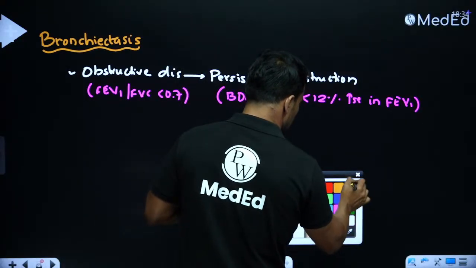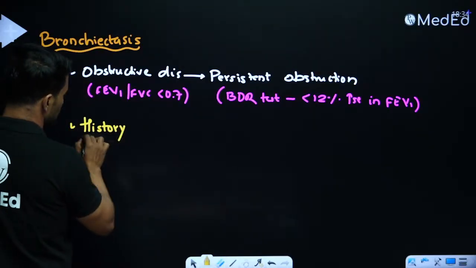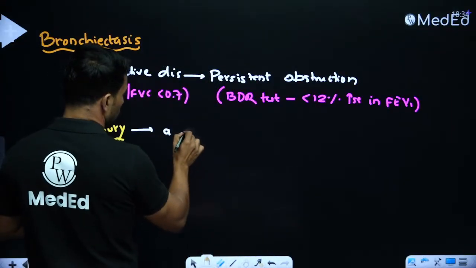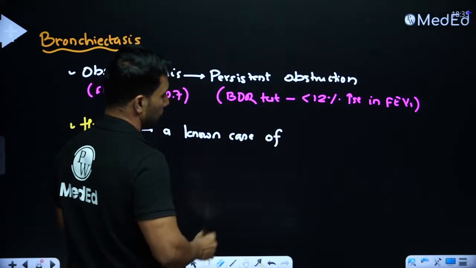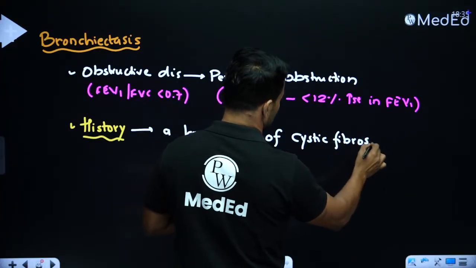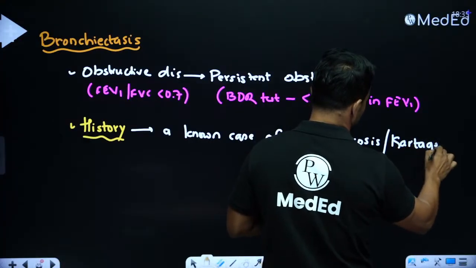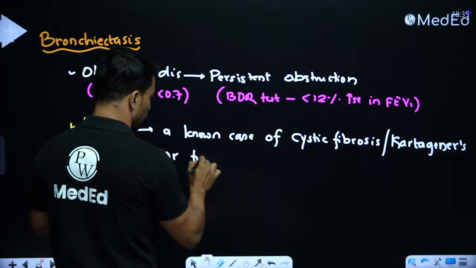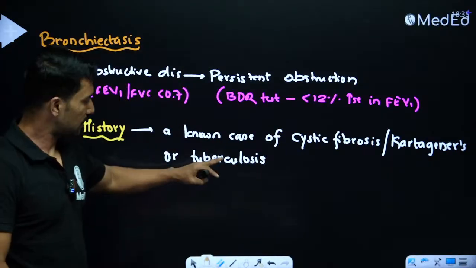But where do things change? The things change when it comes to history. So if the question is talking about, in the history, a known case of, let us say, cystic fibrosis, where bronchiectasis is known to occur, or Kartagener syndrome, or any other ciliopathies, or tuberculosis. In India, tuberculosis is the most common cause for bronchiectasis. TB is the most common.